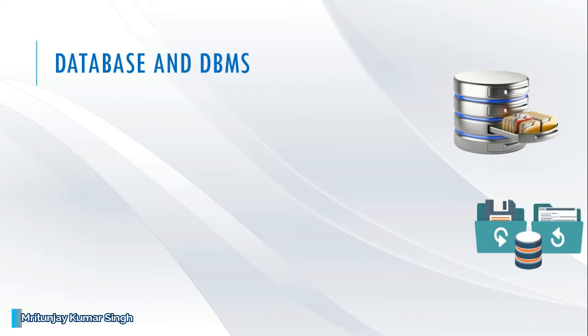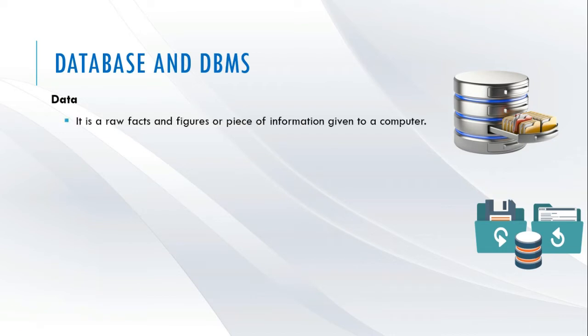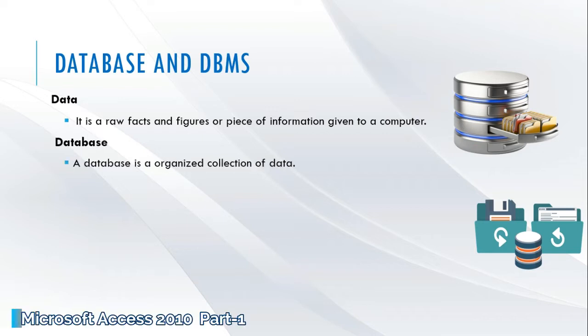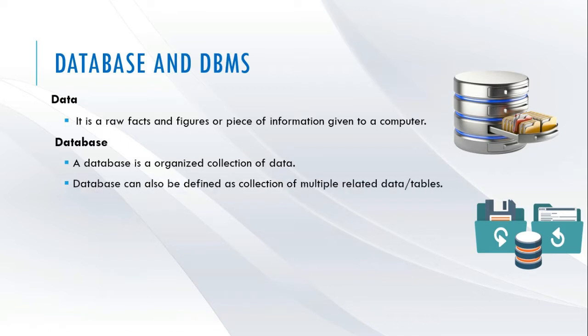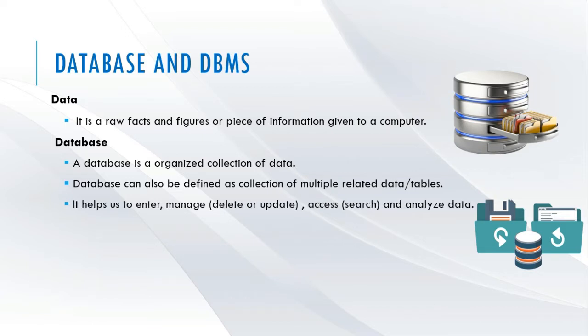Before starting this database, let us understand the meaning of data. A data is a raw facts and figures or any piece of information that is given to a computer. Now let's see the database. What is database? A database is an organized collection of data. A database can also be defined as a collection of multiple related data or multiple related tables. It helps us to enter, manage, access, and analyze data.